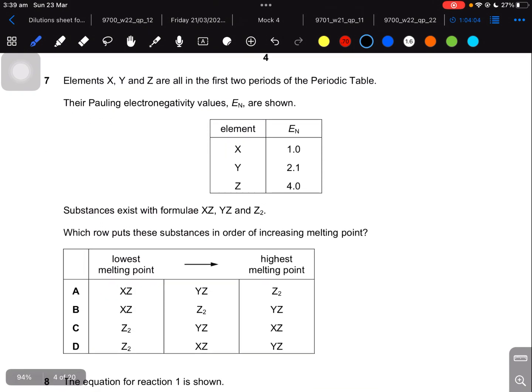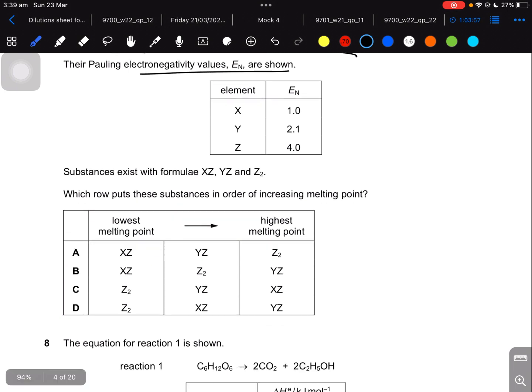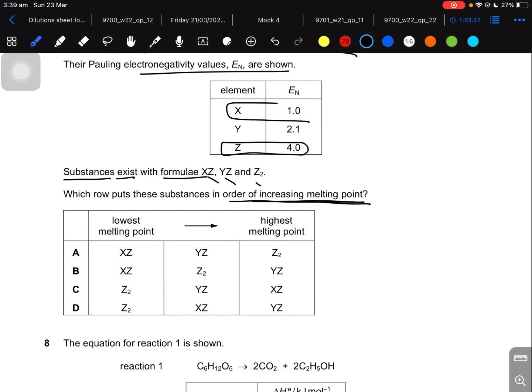Question 7. Elements X, Y, and Z are in the first two periods of the periodic table. Okay, so they give us electronegativity. Substances exist with the formulae XZ, YZ, and Z2. Which reports these in order of increasing melting point? So XZ is very polar. This has very strong intermolecular forces. So the highest melting point, I'm going to guess, is XZ.